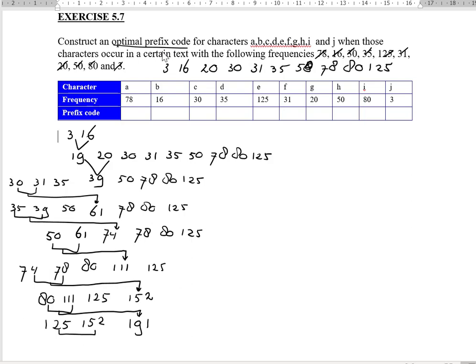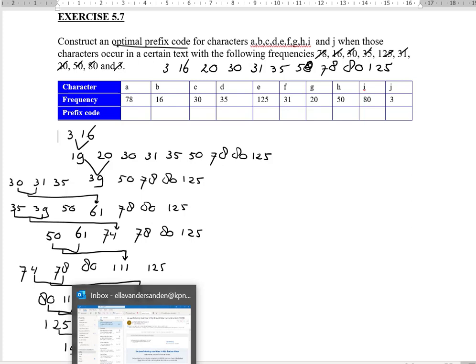Then only 2 steps left, so these two together will give us 274. We still have 191, and then these two together will give us 465.